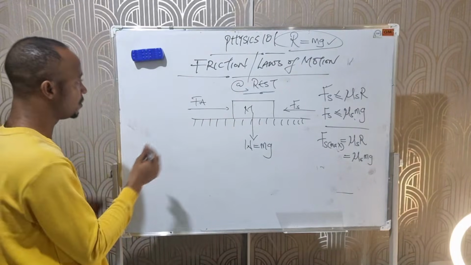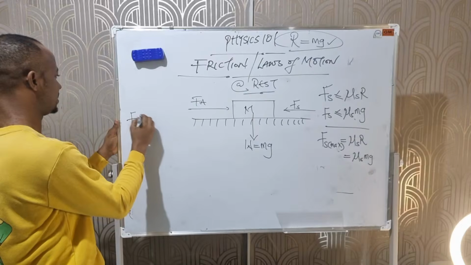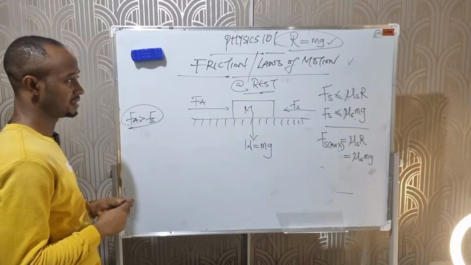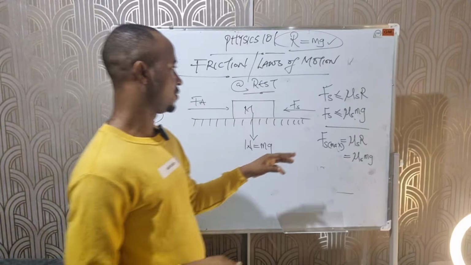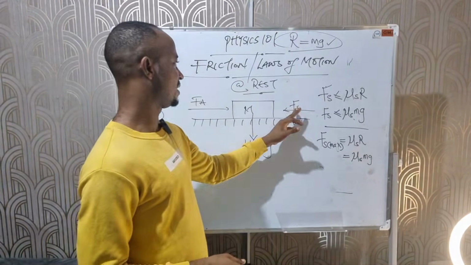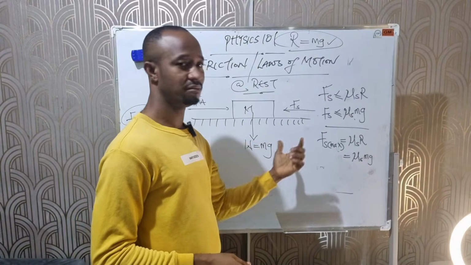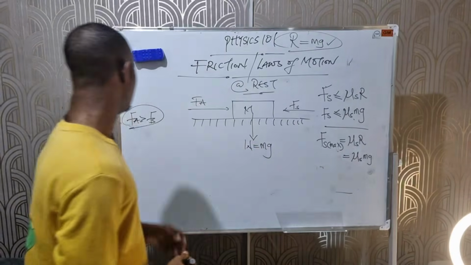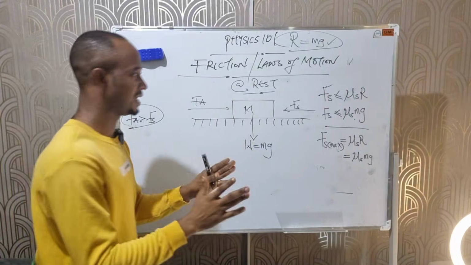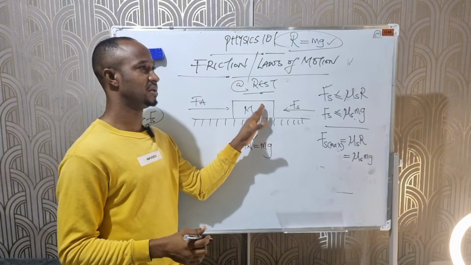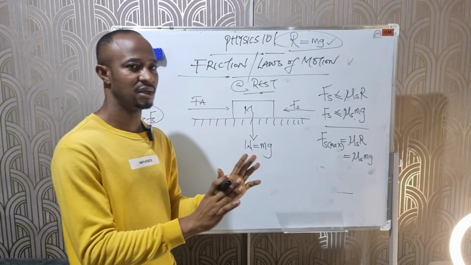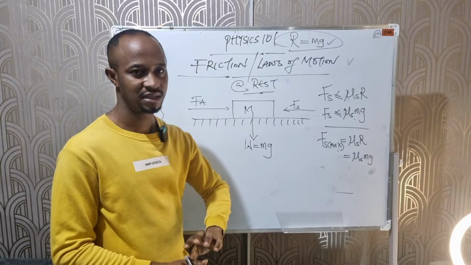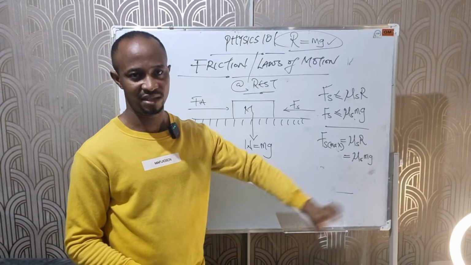Now, what about the case whereby the applied force is greater than the static frictional force? Look at this case here. When Fa is equal to Fx, we have overcome the maximum. So we have Fs maximum, which is mu R. But what about the case where I keep on applying, let's say the frictional force here is 2000, and I keep applying a force greater than 2000. What will happen to the body? The body will start moving. The body will start accelerating, right?